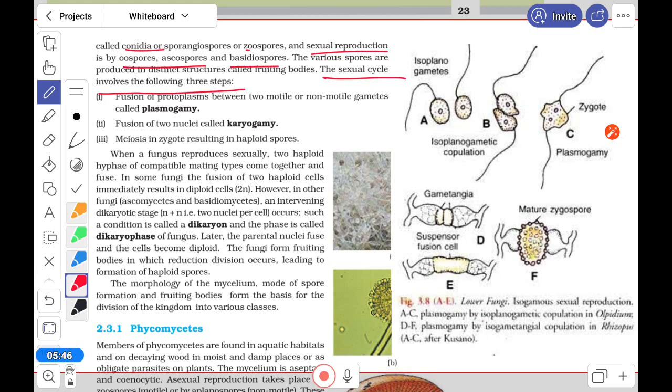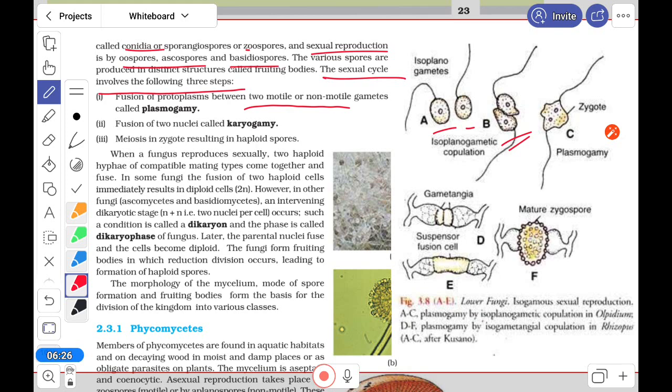The first is the fusion of the protoplasm between the 2 motile or non-motile gametes. This is called plasmogamy. First, we have to know what plasmogamy is. See that these are two motile gametes, meaning they can move. They are having flagella. In condition B, when they come in contact, their plasma membrane will unite together. Plasmogamy is the unification of the plasma membrane, and it forms one. So, this is plasmogamy.